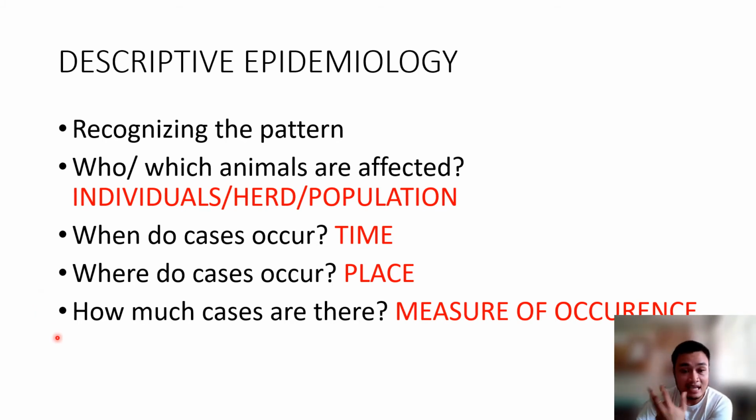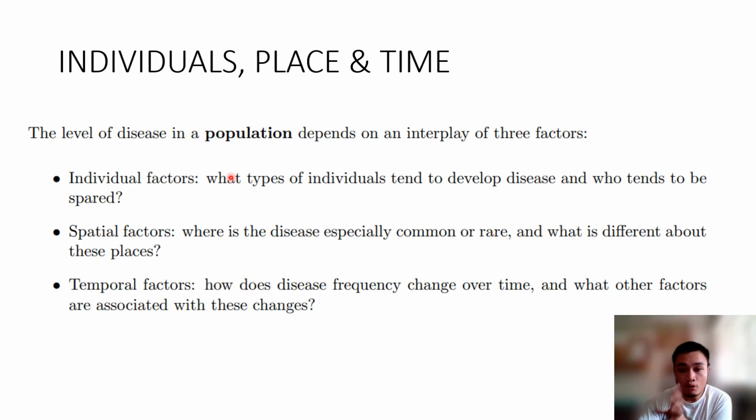Then how many cases are there? So it's a measure of occurrence. Again, our next lesson will perhaps involve your prevalence and your incidence, etc., and other measures of occurrence of disease. So an important facet of descriptive epidemiology is for us to characterize the disease phenomenon or health phenomenon with regards to the individuals, the place, and the time. So for individual factors, we must perhaps identify what types of individuals tend to develop disease and who tends to be spared.